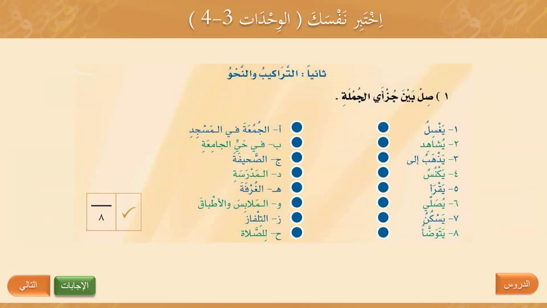يغسل, and then يغسل, you have to connect it with the second part of the sentence. So what do you think should be يغسل? It will come with الملابس والأطباق. He washes the clothes and the dishes. يشاهد, and of course يشاهد التلفاز, he watches the television. Then we have يذهب إلى, يذهب إلى المدرسة.